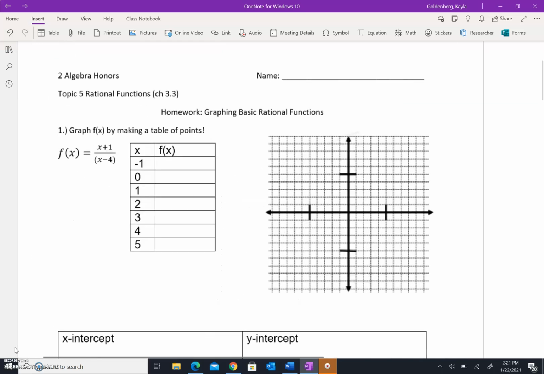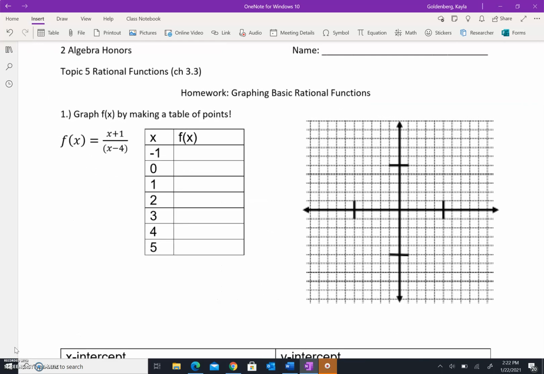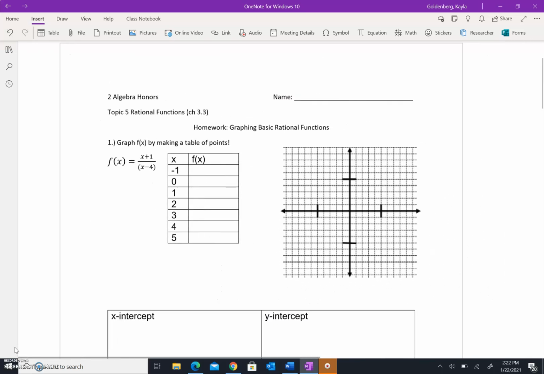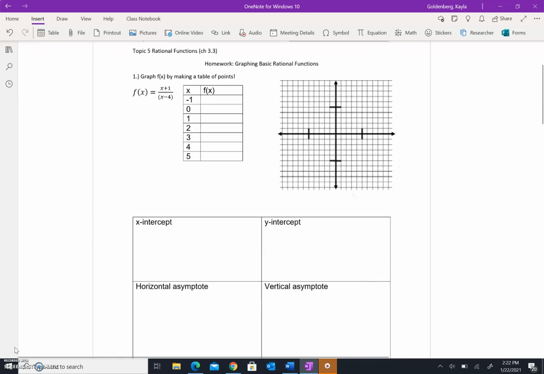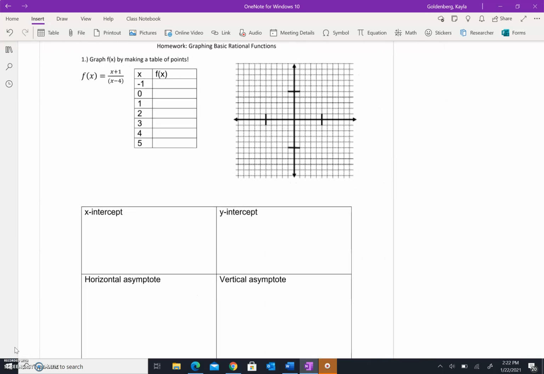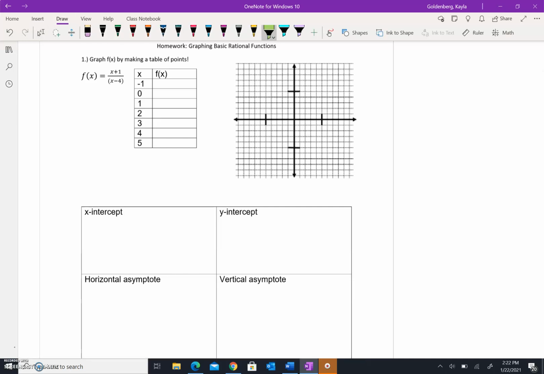The first graphing problem is (x + 1)/(x - 4). The first thing I am going to do is fill in the bottom table. I think that's the easiest place to start. So remember, some of the pieces are going to be familiar and some are going to be a little new.